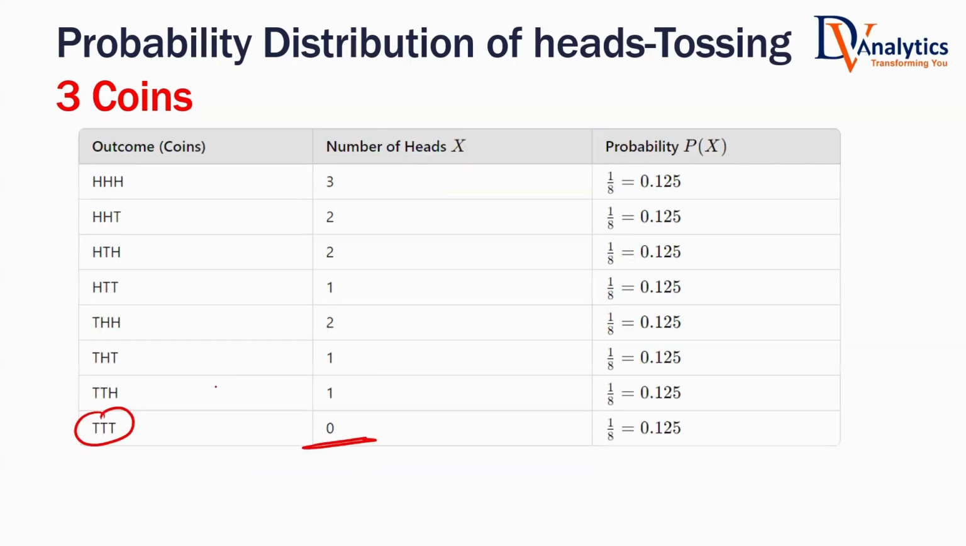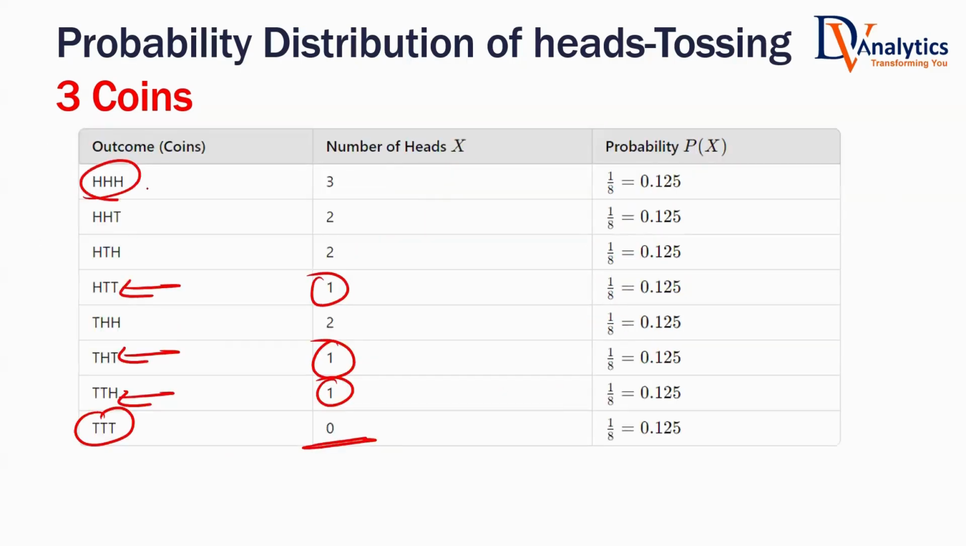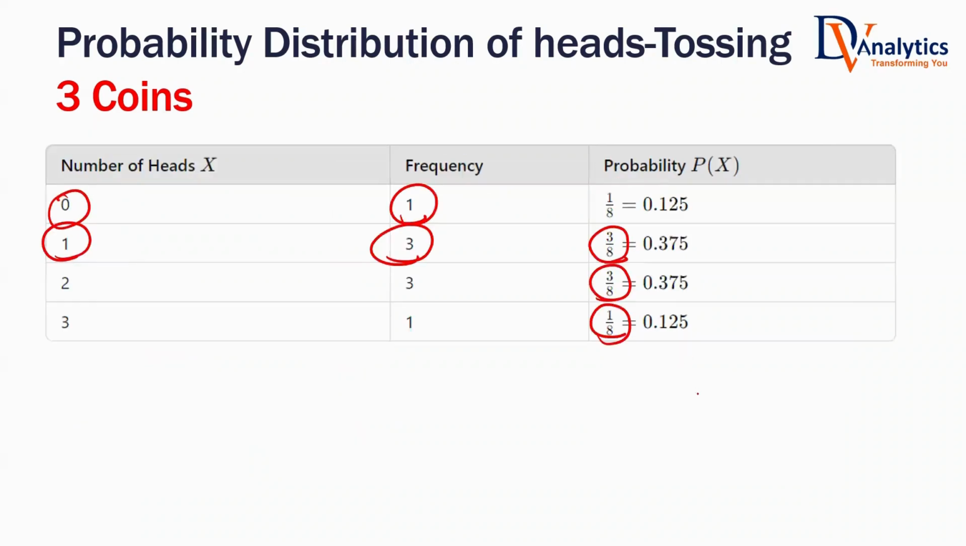One head has happened how many times? This is one head. This is also one head. This is also one head. So it happened thrice. The probability is now 3/8. Two heads is also 3/8. Three heads is everything head. It happened only once, which is 1/8.